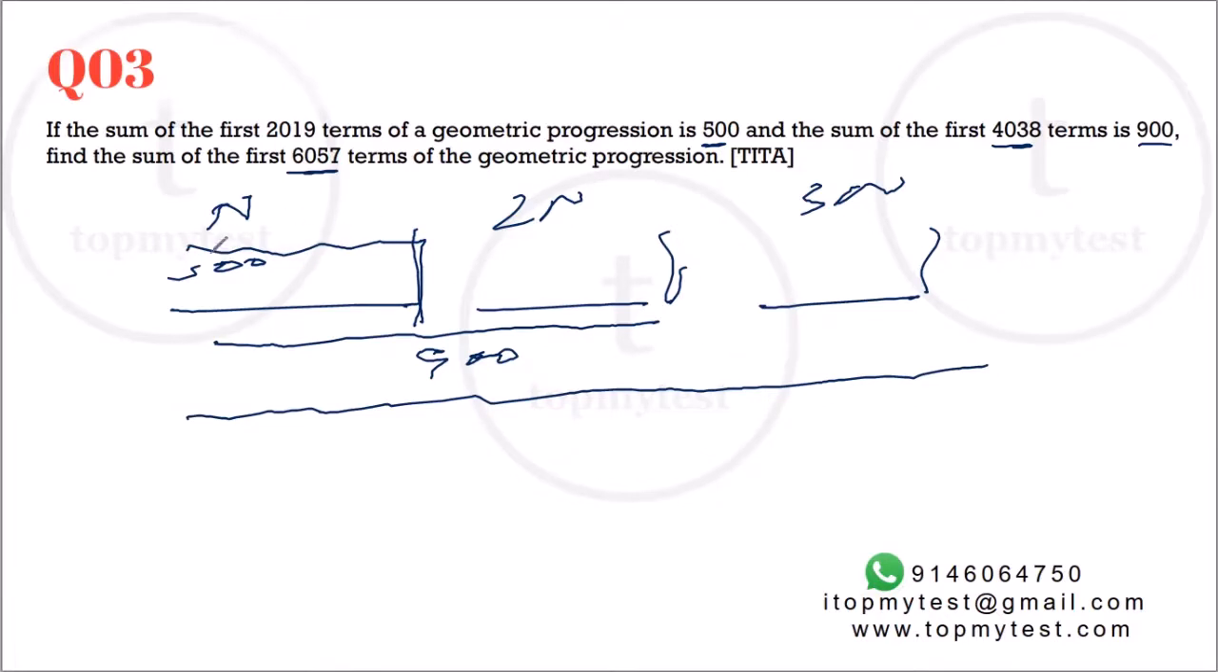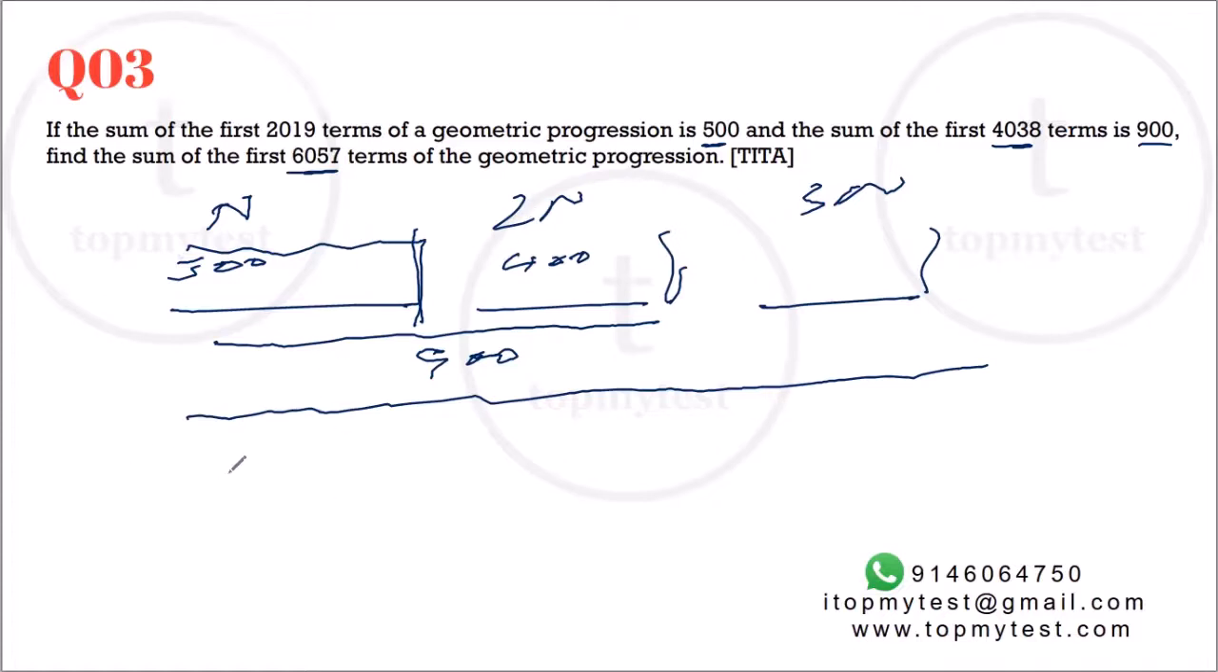The first n terms is 500, first 2n terms is 900, which means from n plus 1 to 2n, this additionally adds 400. Now, you can use the relation a into r to the power n minus 1 divided by r minus 1 is equal to 300, and then use it for the other one, find a and r, and then calculate it. But we don't need to do all that. You can do it in a very clean manner, right?